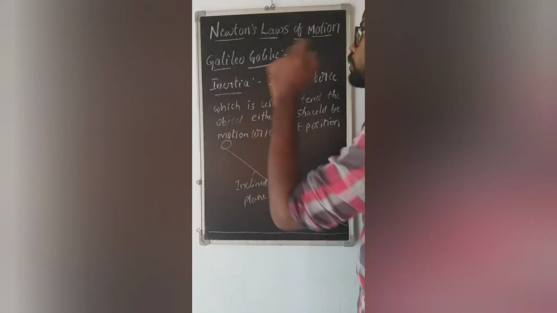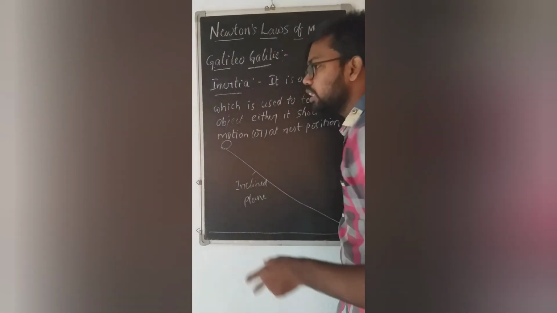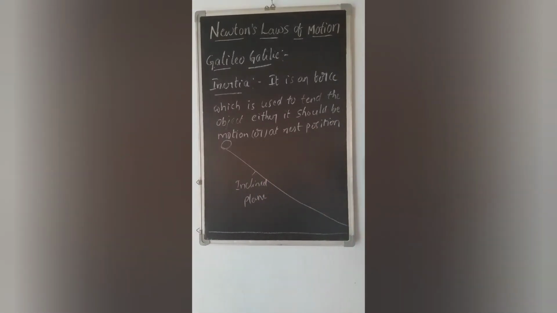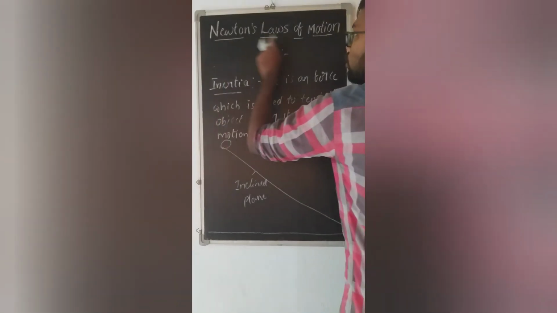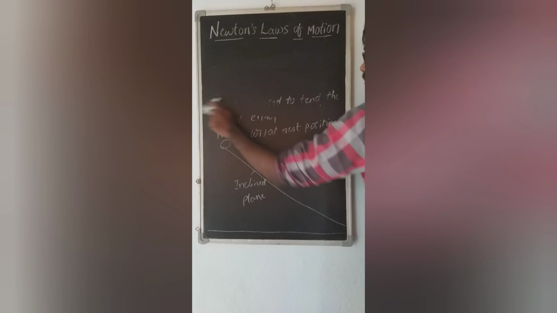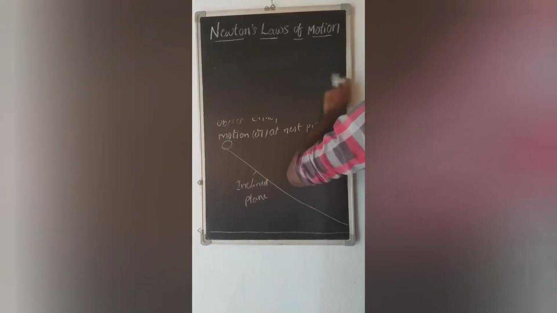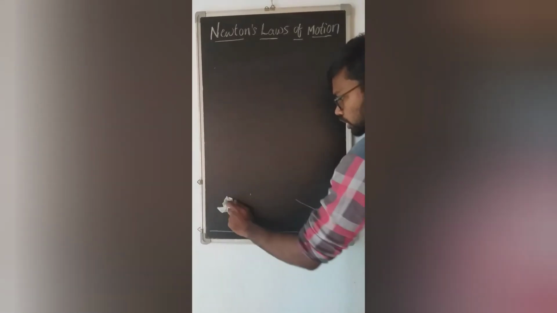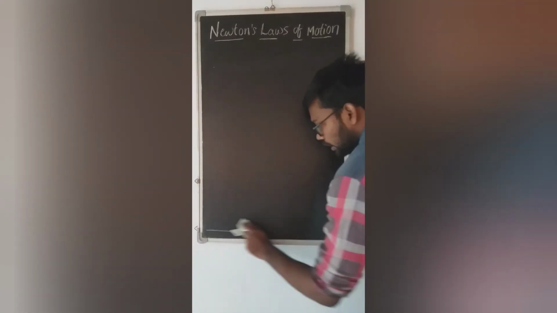Coming to Newton, from this only Newton got an idea. Inertia is a motion, okay, it is good, but how should it be either in rest position or in motion? Then he got an idea and explained Newton's first law of motion in this way.